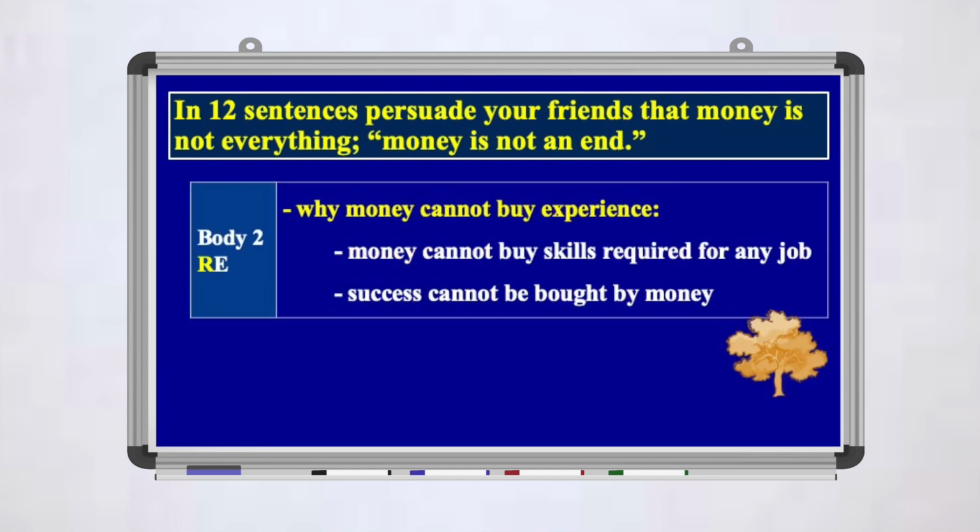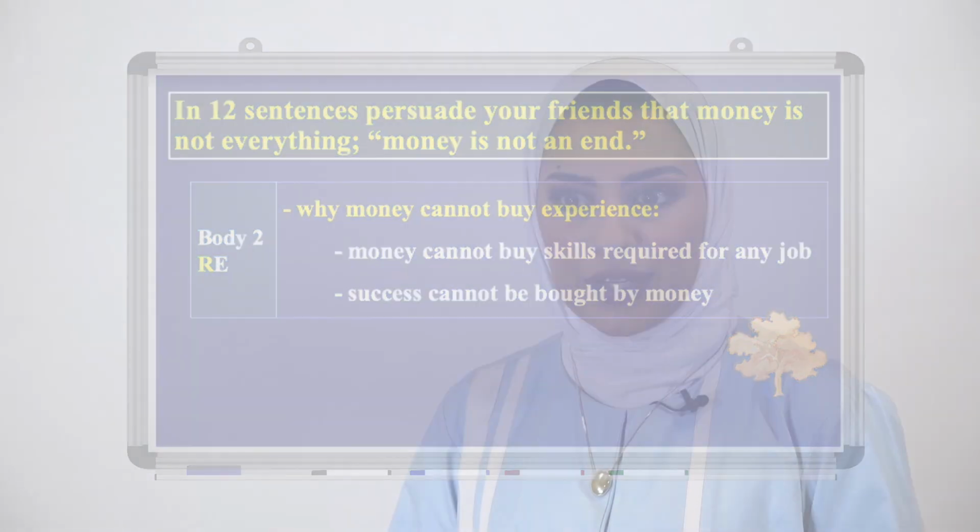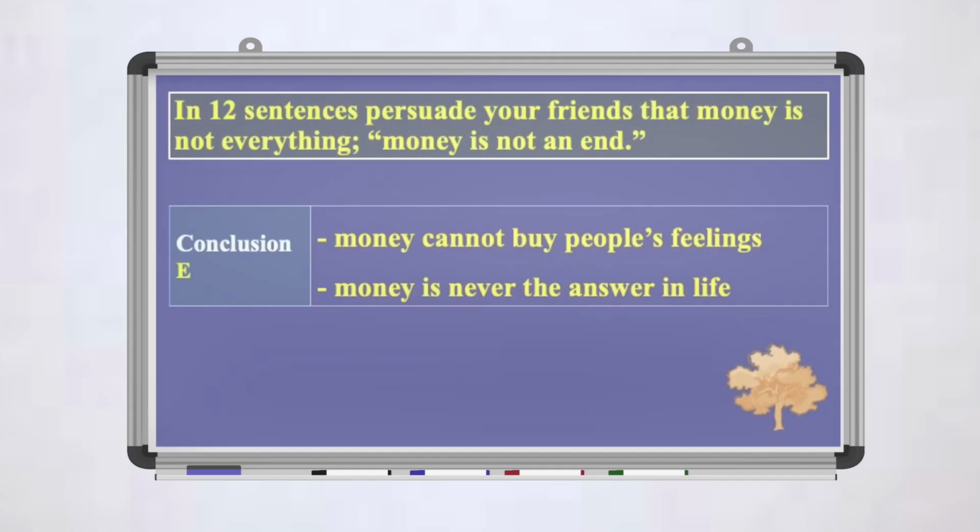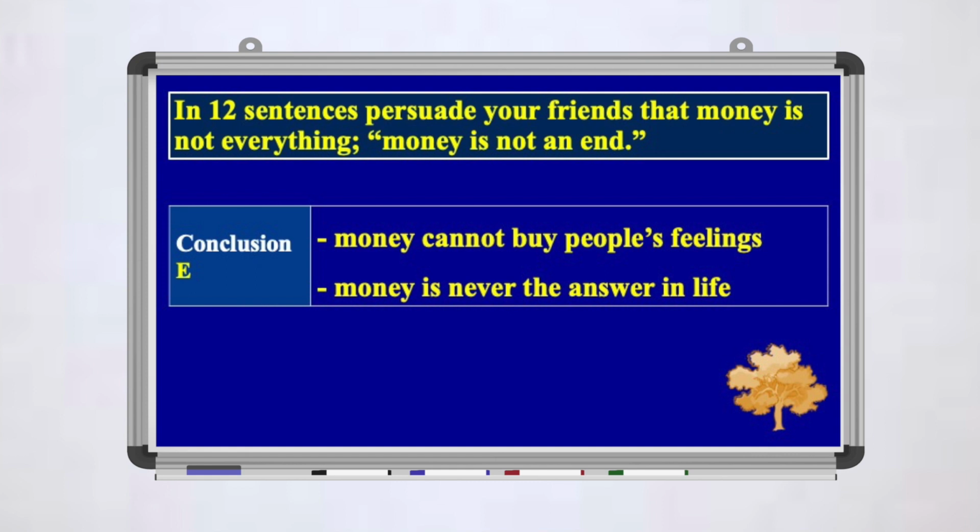In paragraph 2, I explained furthermore. Why money cannot buy experience. Money cannot buy skills required for any job. Success cannot be bought by money. See how I presented my ideas in the first paragraph, and then I explained furthermore. I joined the 2 paragraphs into one body, but in 2 separate paragraphs. Then I concluded. I restated and I summarized my essay.